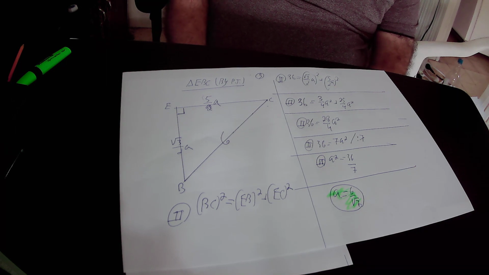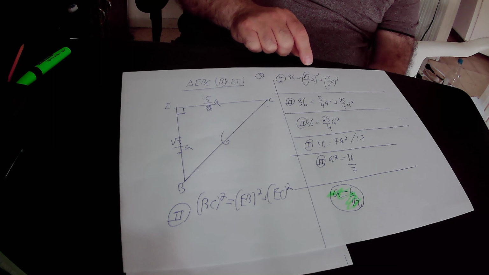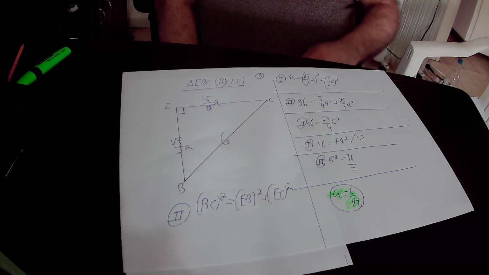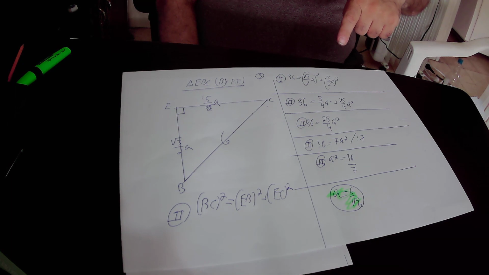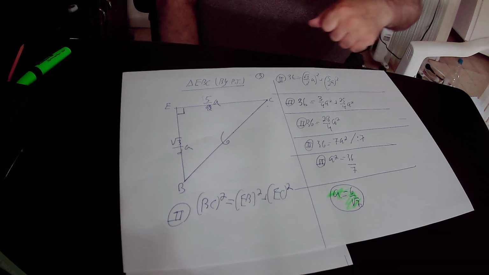BC equals 6, so BC squared is 6 squared, that's 36, equals EB squared plus EC squared. EB equals square root of 3 over 2 times A, so EB squared is 3/4 times A squared, plus EC squared. EC equals 5/2 times A, so EC squared is 5/2 times A all squared, and that equals 25/4 times A squared.